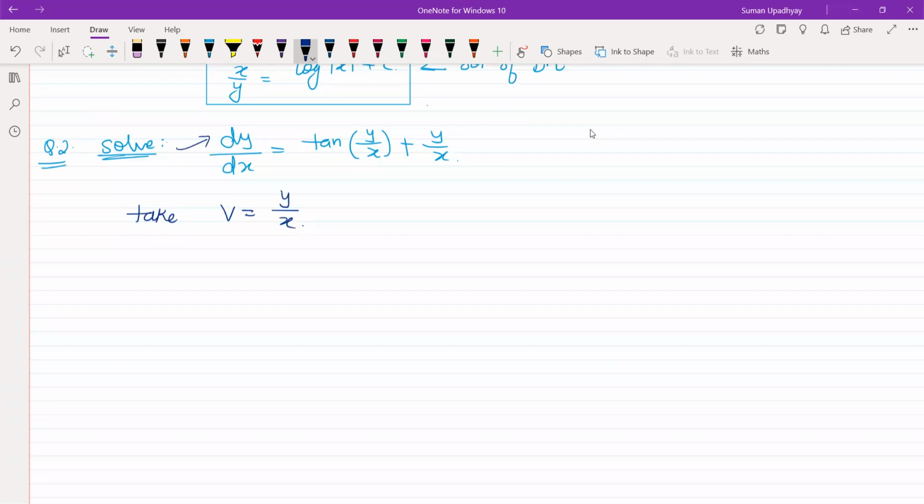Now you have to find dy by dx. So what will y become? Substitute, ma'am. Y will become vx, so what will dy by dx become? It becomes v plus x dv by dx.